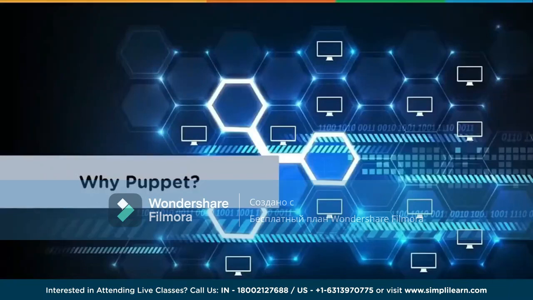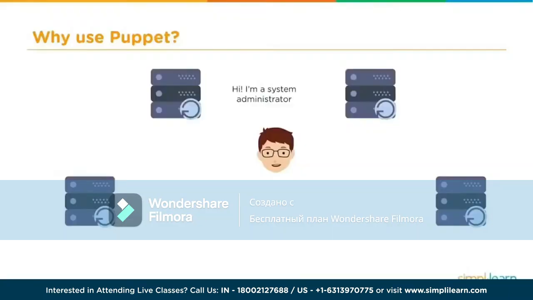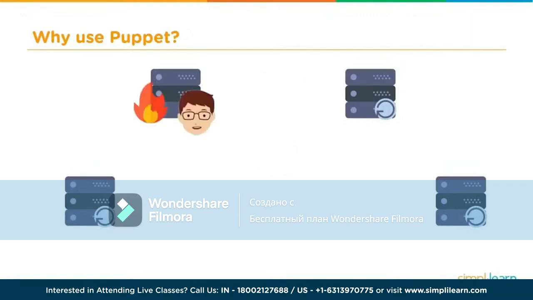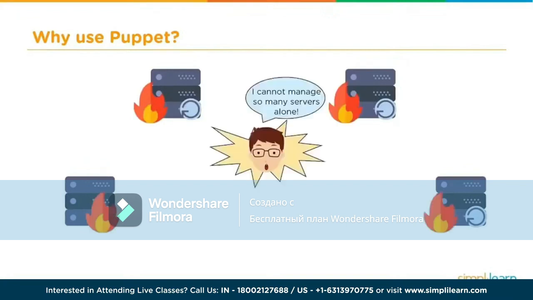So let's get started. So why Puppet? Here is a scenario that as an administrator, you may already be familiar with. You as an administrator have multiple servers that you have to work with and manage. So what happens when a server goes down? It's not a problem. You can jump onto that server and you can fix it. But what if the scenario changes and you have multiple servers going down?